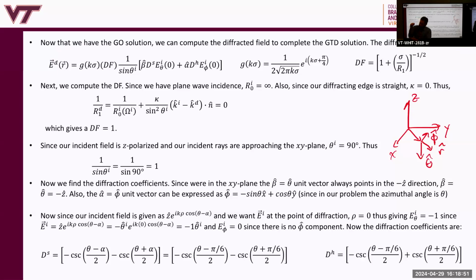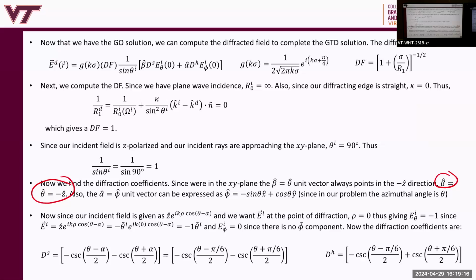As you go like this, right now r is along the z-axis, so theta is in some direction. As I change my theta angle more toward the xy plane, the r plus theta hat unit vector looks like that Grim Reaper thing. So it points in the negative z direction when it gets to the xy plane. So beta hat is theta hat, which is minus z hat. Alpha is phi, and we can express phi in terms of the xy basis vectors if we need to, but we don't need them.